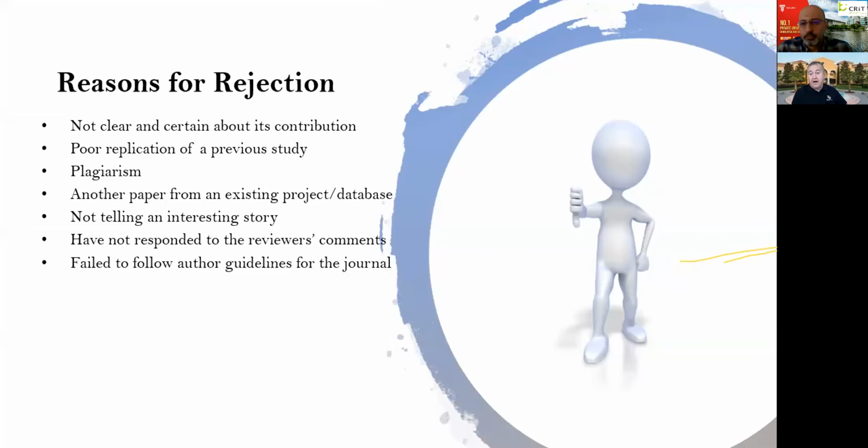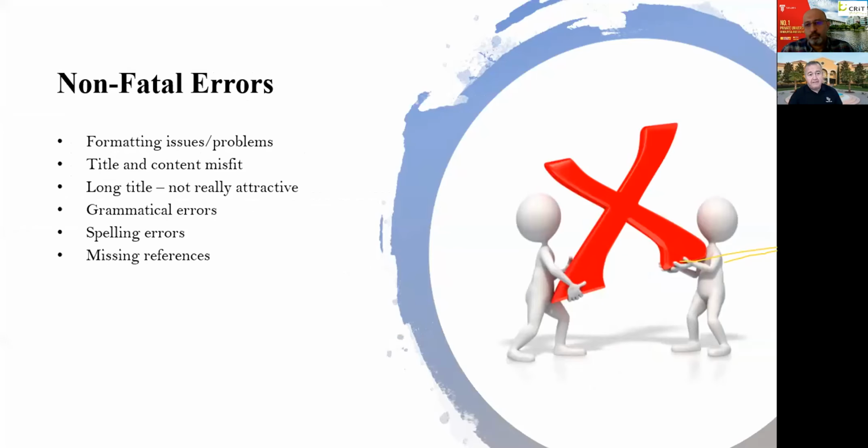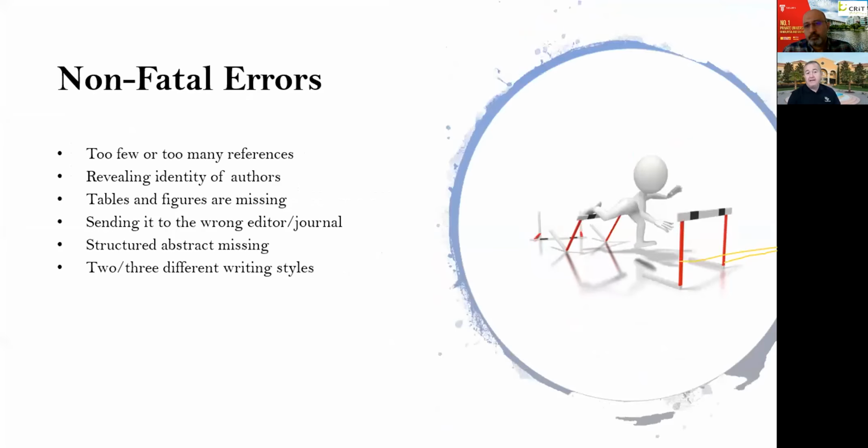Really, editors don't have time to point out each issue one by one. There are some non-fatal errors like formatting issues, content misfit, long title, grammatical errors, spelling errors, missing references. I tell you, these are not important if you have only one. But if you have multiple of these, I will say the authors are not professional, okay? This is really key.